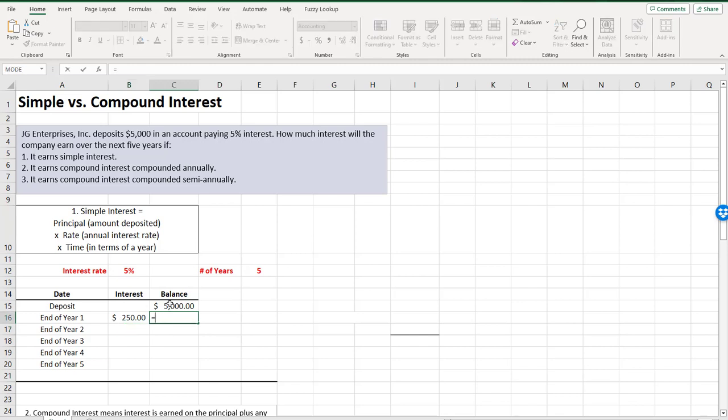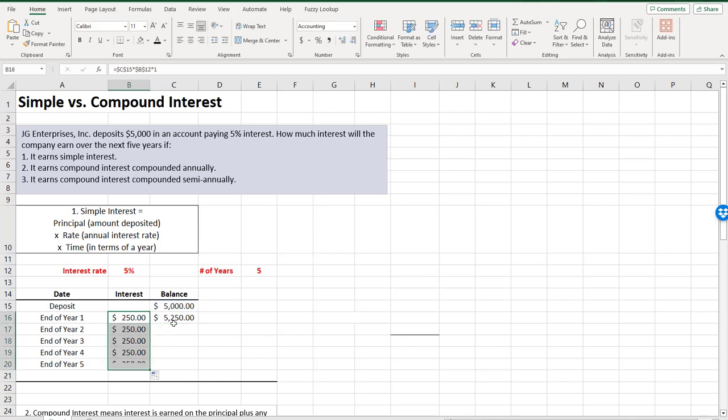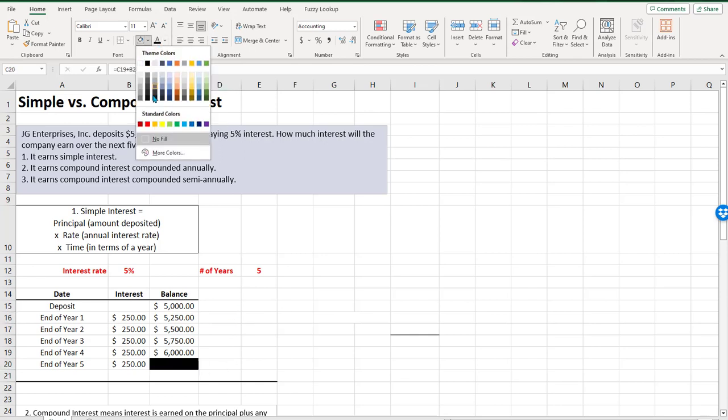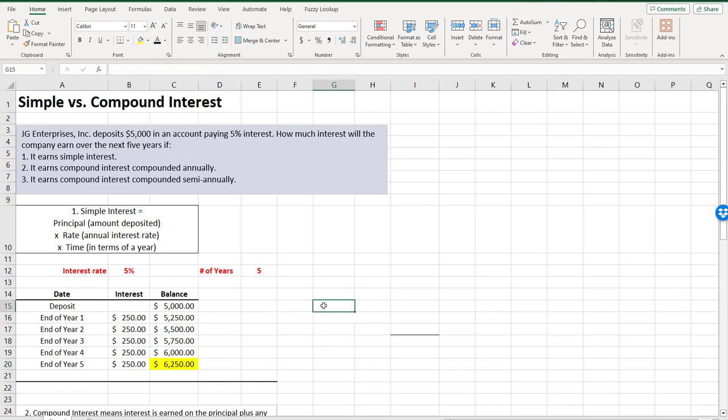At the end of the year, the balance in the account is going to be the original amount plus the interest. Now we're going to have the same interest every year. So every year our account goes up by $250. And at the end of 5 years, the company has $6,250 on hand. So that's the answer to the first one. The interest it earned is the difference between these two. So the interest is the $1,250, right? Or the sum of these 5 here, $1,250.